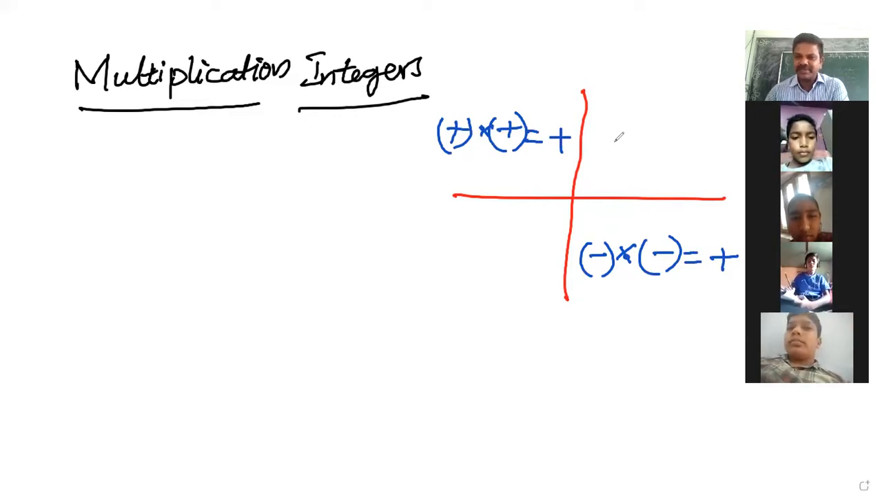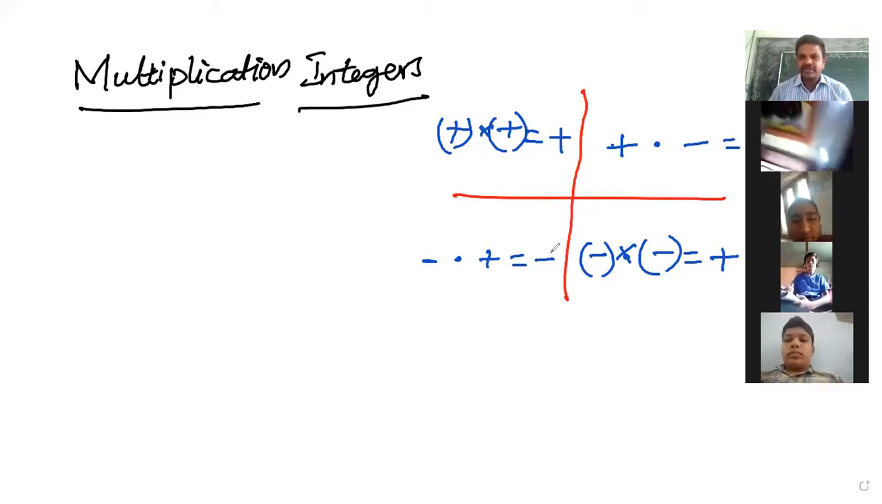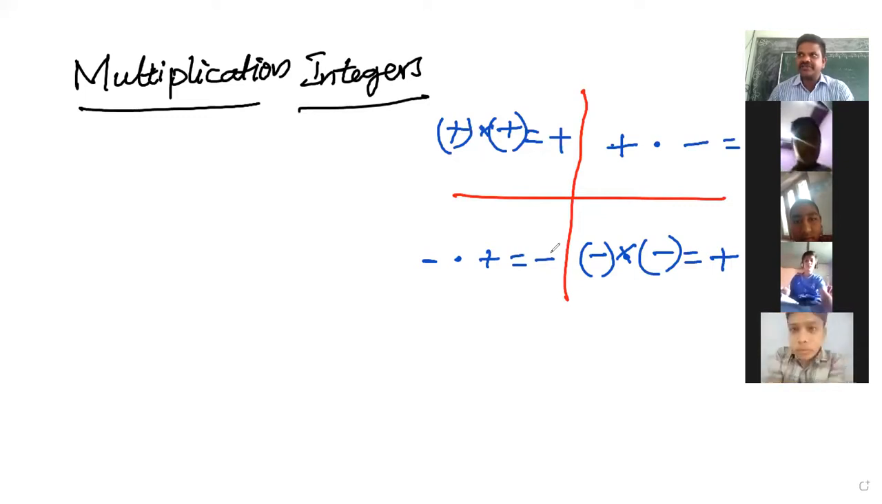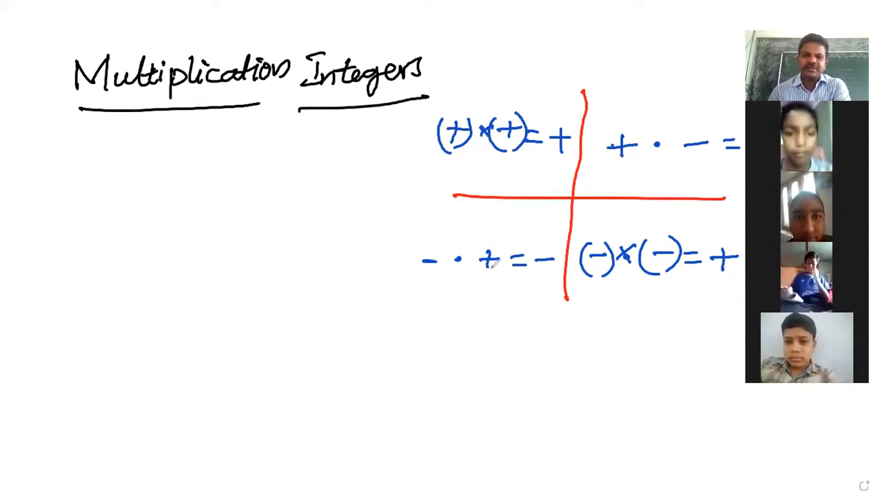But what about the remaining possibilities? One is plus into minus, and we get a minus value, and another is minus into plus, and we get a negative value. That means, by using the multiplication of integers, there are 4 possibilities altogether. Plus into plus, the product is plus. Minus into minus, the product is plus. The remaining 2 cases, plus into minus is minus, and minus into plus is minus.